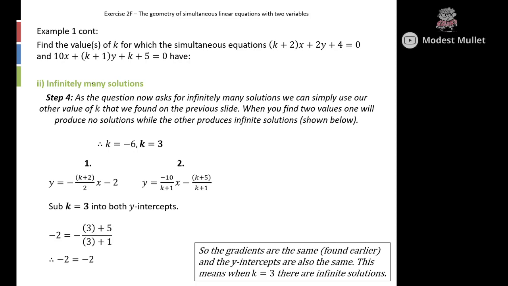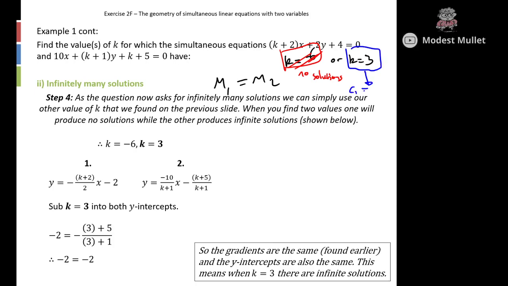Part 2, infinitely many solutions, is dealing with the same thing. We still want m1 equal to m2, which we found before. We know that either occurs at k equals -6 or k equals 3. We've already figured out that k equals -6 gives us no solutions, so we can discount that now. We now need to check, does k equal 3 lead to the intercepts being the same? That's what we're looking for.